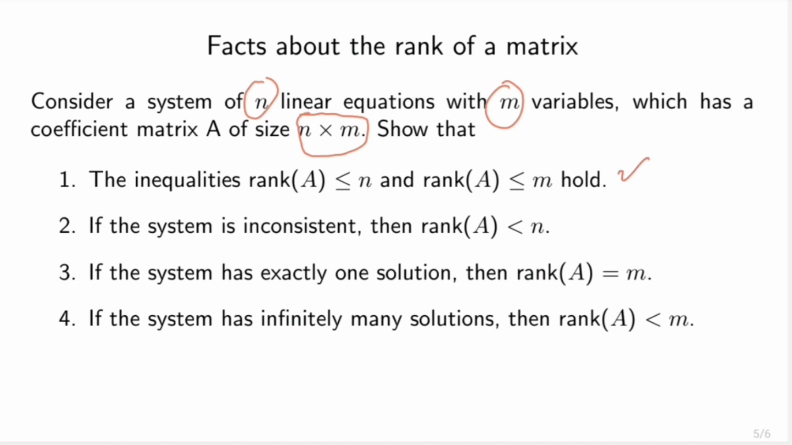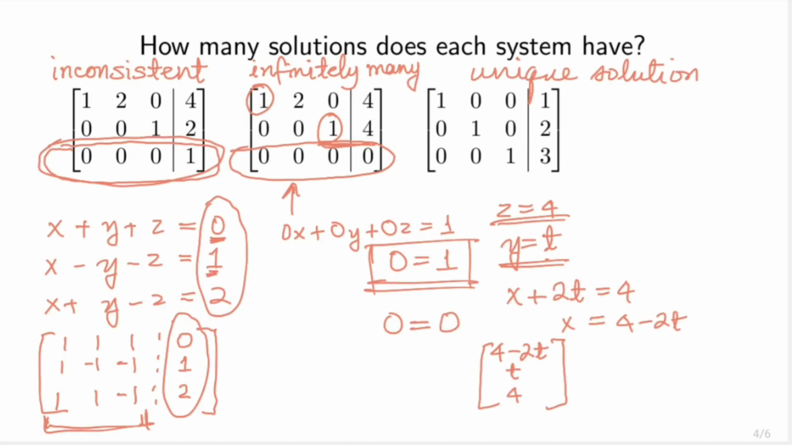Now, the second is that if the system is inconsistent, then the rank of A, that's the coefficient matrix, is less than n. And here, n is the number of equations, or the number of rows. So let's go and look at the examples we just looked at and find what happens in an inconsistent system. So we had the inconsistent system over here. And what we see here about the coefficient matrix.